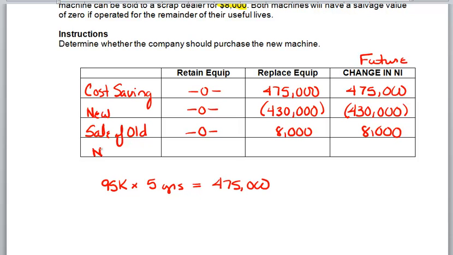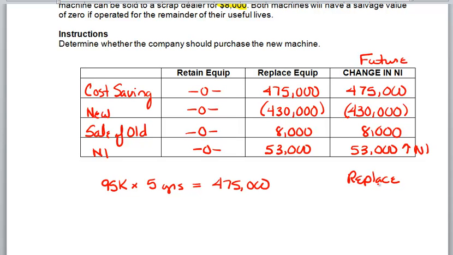And therefore we can see what's the change in our net income. Well, if we keep the old piece of equipment, there is no change. If we add this up, we get 483 minus 430. That would be 53,000. So there's an increase in our future net income of $53,000, which says that we should replace the old piece of equipment.